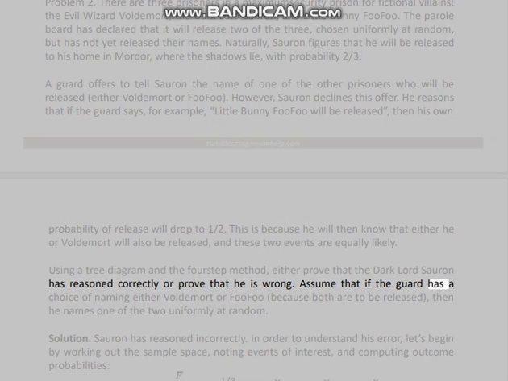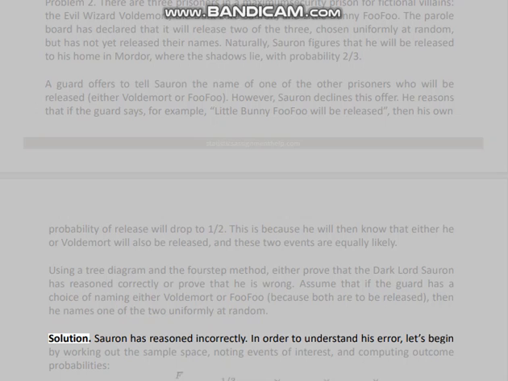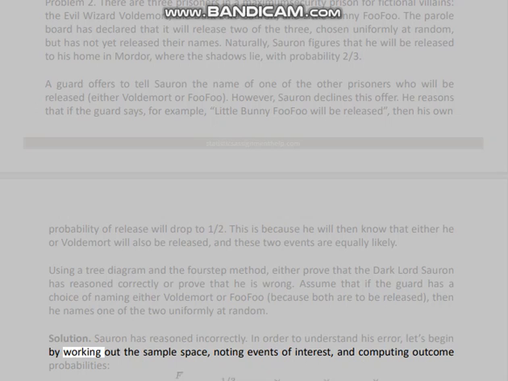Assume that if the guard has a choice of naming either Voldemort or Fufu, because both are to be released, then he names one of the two uniformly at random. Solution. Sauron has reasoned incorrectly. In order to understand his error, let's begin by working out the sample space, noting events of interest, and computing outcome probabilities.